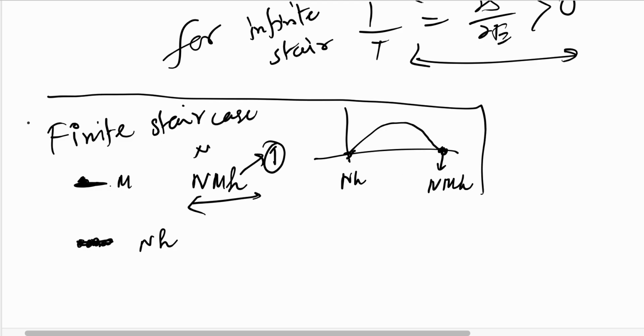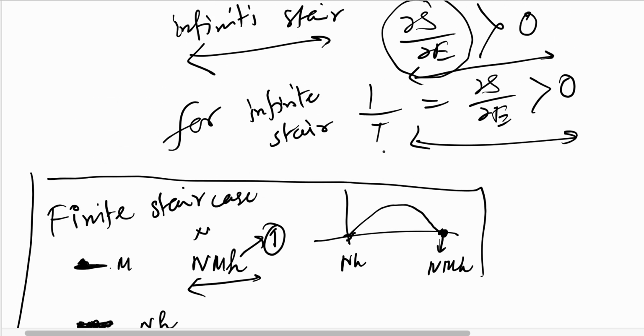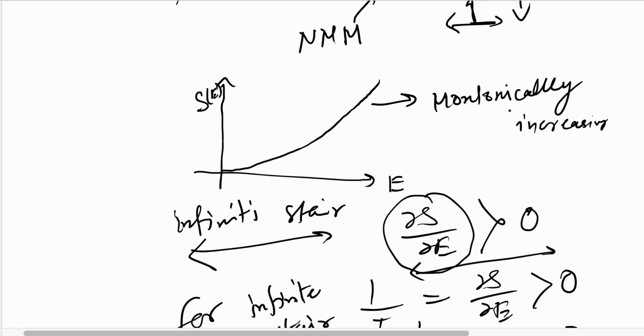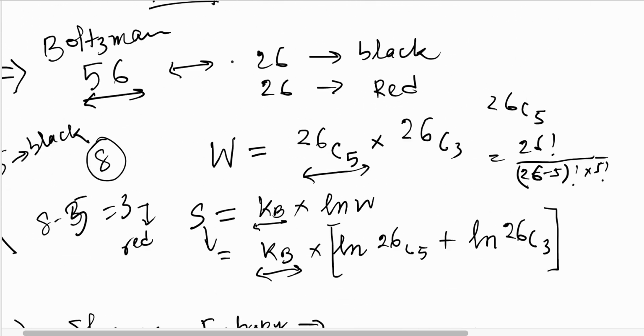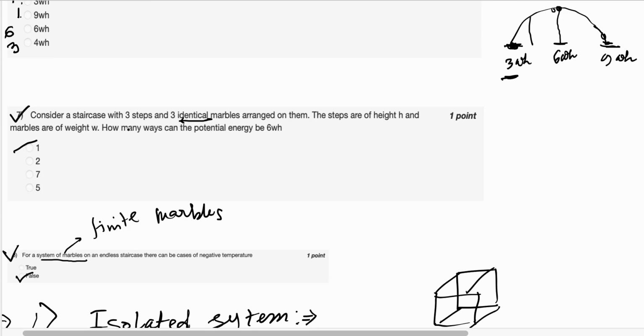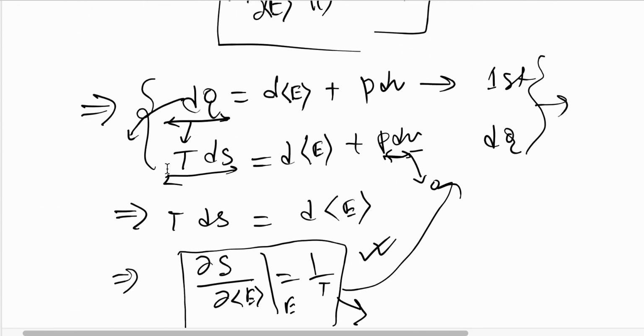For the infinite case this minimum will not be present, because by the concept of infinity, it always increases. That means del S del E is always greater than 0, and you will always have positive temperature. So the answer to my question is: for a system of marbles on an endless staircase, can there be cases of negative temperature? No, there cannot be negative temperature, if endless means an infinite number of stairs.